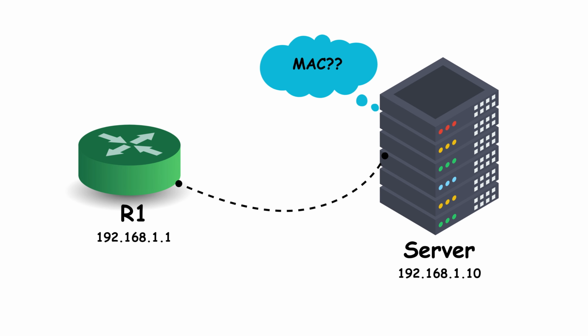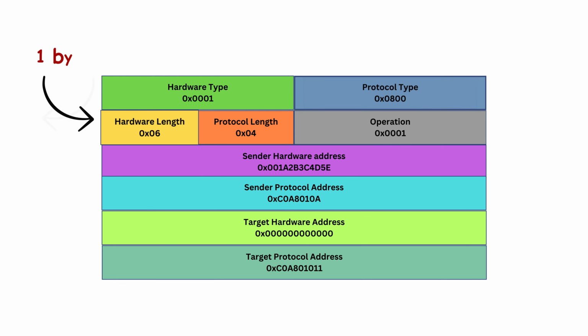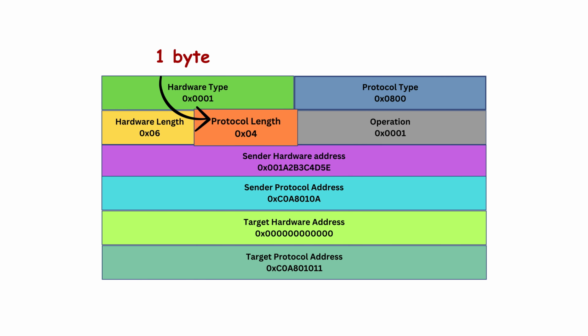Hardware type. This specifies the kind of network we're working with. Here, it's Ethernet, so the value is 1. Protocol type. This tells us what protocol is being used. For IPv4, the value is 800. Hardware address length. This is how long the hardware address is. For Ethernet, it's 6 bytes because that's the size of a MAC address. Protocol address length. For IPv4 addresses, the length is 4 bytes.